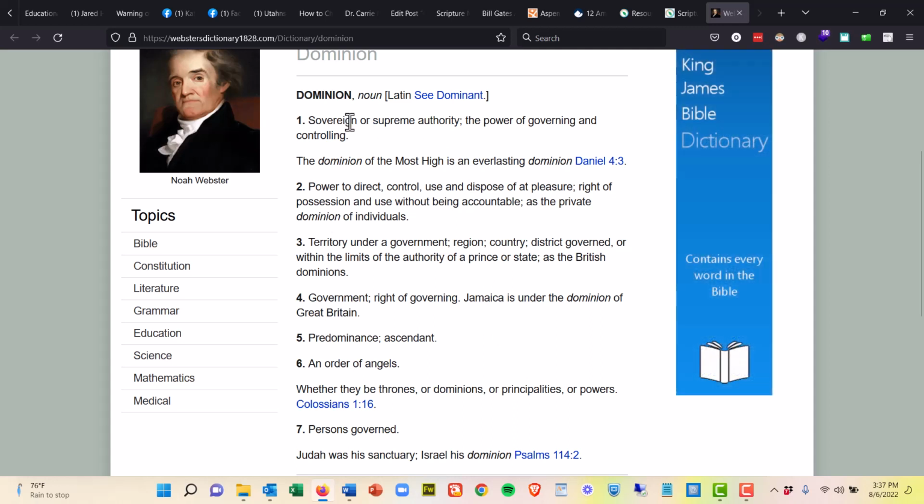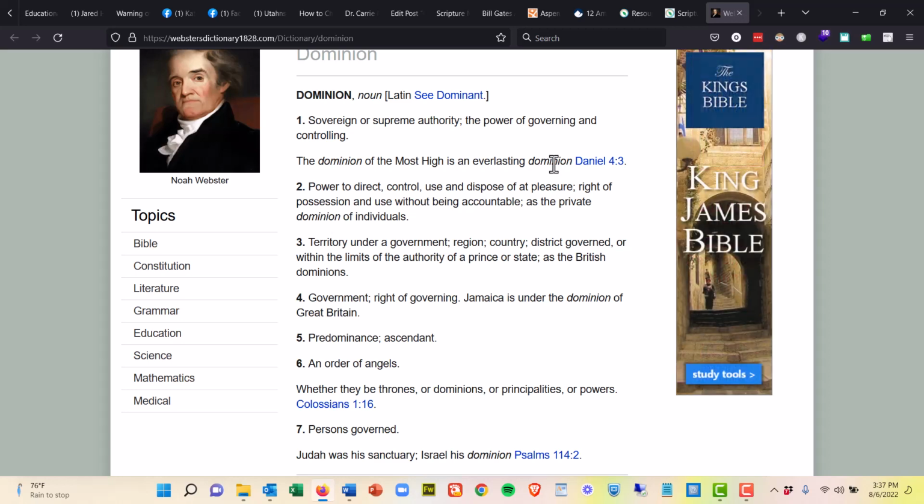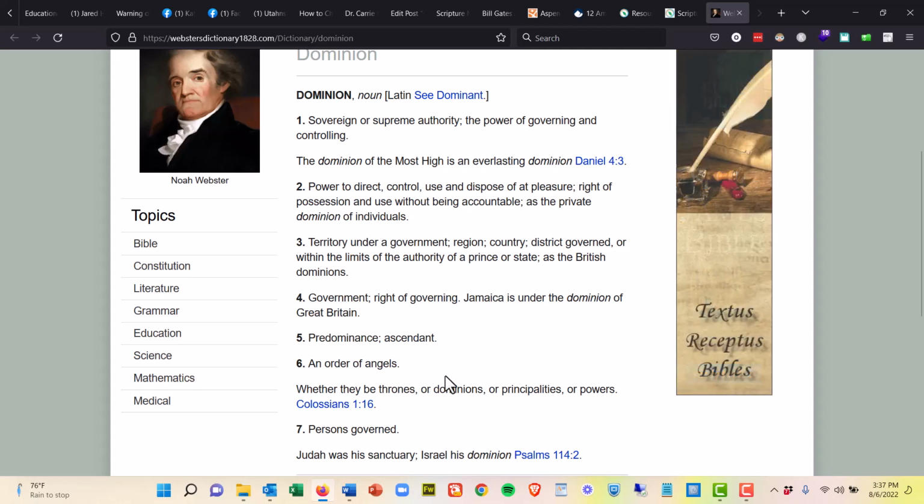So number 1, dominion, the sovereign or supreme authority, the power of governing and controlling. And he uses Daniel 4:3, the dominion of the Most High is an everlasting dominion. This guy was a scriptorian. I mean, back then, you didn't have a computer program to just instantly find words, and so many of his definitions contain scriptures, and in this case, 3 of them. I don't know how much work he went through to do this, but it's amazing. I really stand in awe of the work that he did.